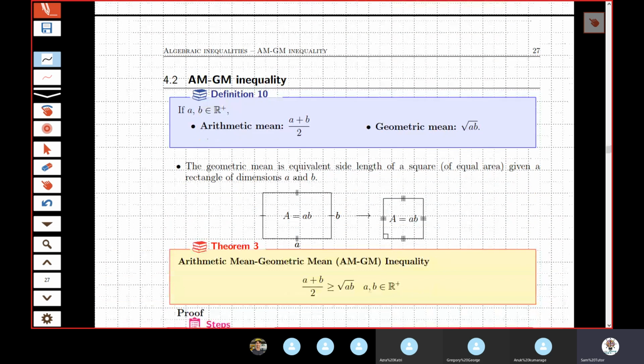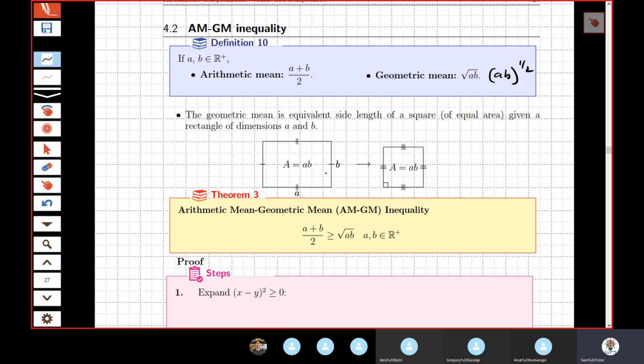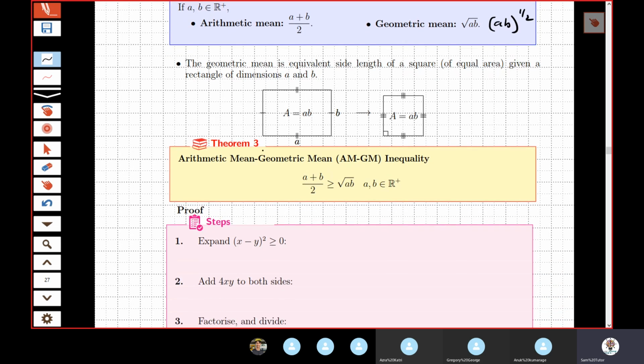Don't stress. Then you've got the arithmetic mean, which is just your basic average, A plus B over 2. And then you've got your geometric mean, square root of AB, or AB to the power of a half. We get this very famous arithmetic mean, geometric mean inequality, which we're going to prove shortly, where A plus B on 2 is always bigger than or equal to the geometric mean, square root of AB. Very famous inequality. Don't worry, everything's got to be proven. Nothing here can be memorized except this particular one right here.